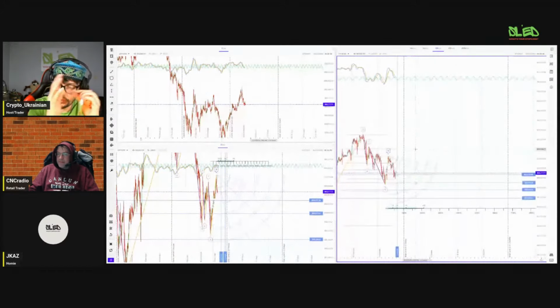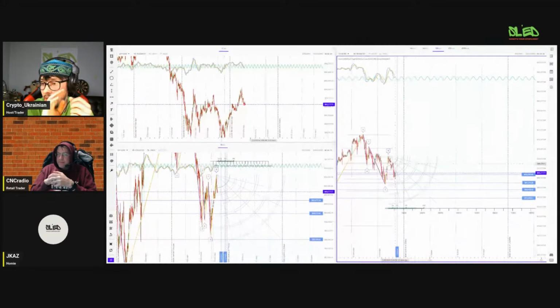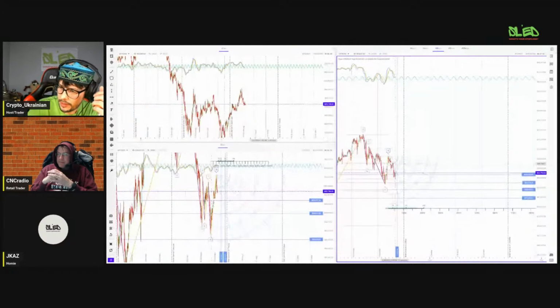Once you combine these three knowledges into one, you will be a highly unstoppable trader. You will be able to forecast. I even add another thing that not a lot of people do. I wanted to show you and I forgot. I add.